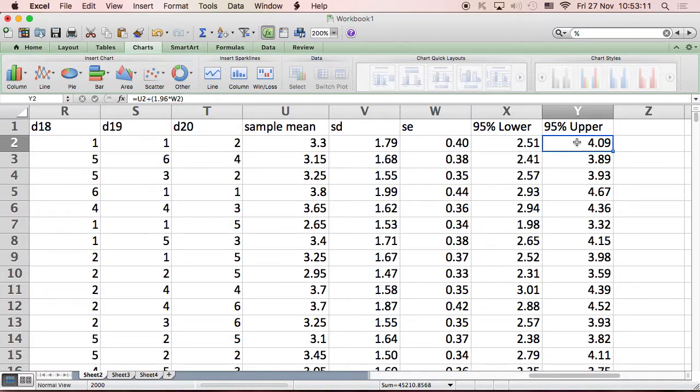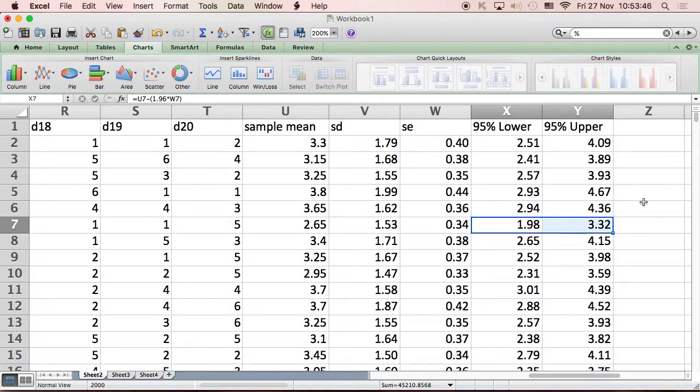And you can look at those 95% confidence intervals. For example, the first one is 2.51 to 4.09. That one includes 3.5, our population mean. And that one also, 2.41 to 3.89, still included. And the third one, yes. That one, yes. This one, yes.